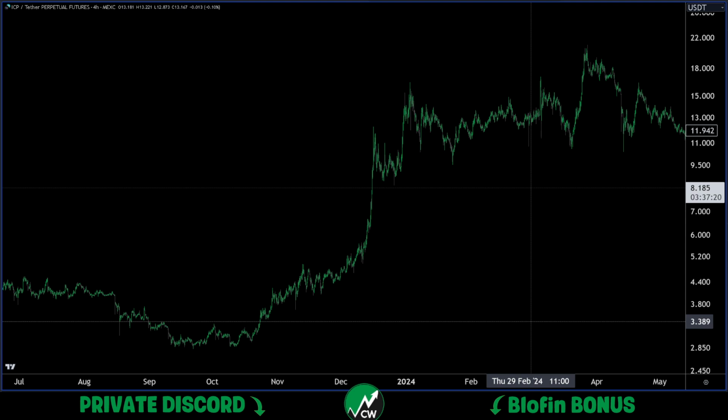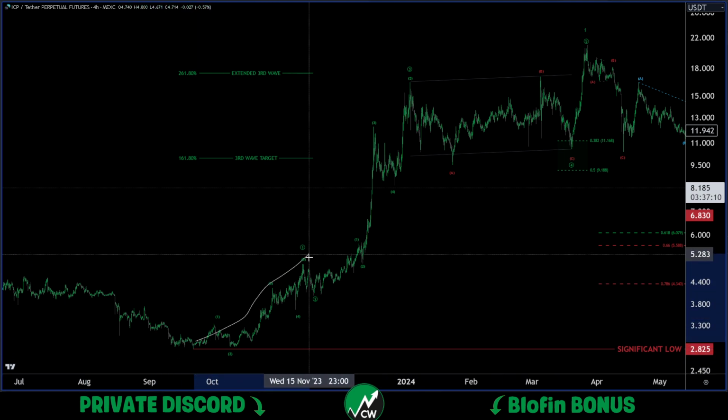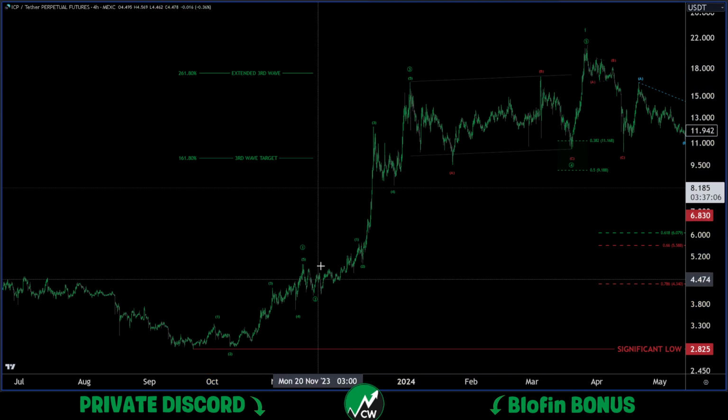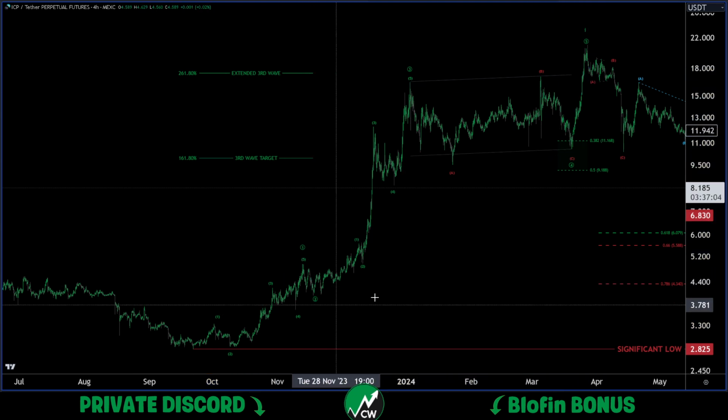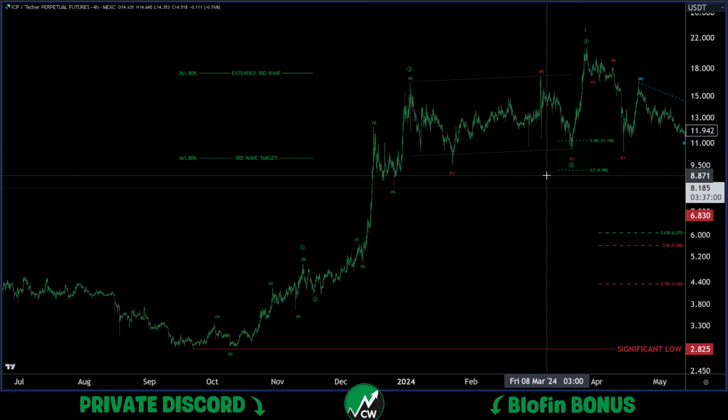Now, let's start out on the 4-hour. We've been analyzing this one for quite a long time. Sometime last year, we were following this. But since the significant low at 280.25, I have this as a wave 1 and 2, 3, 4, 5. We had a light retracement on our wave 2. Our wave 4 came right in the ideal area between the 382 and the 50.